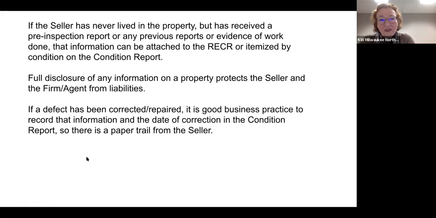If the seller has never lived in the property but has received a pre-inspection report, so Judy, this goes to it, or any previous reports or evidence of work done, that information can be attached to the record or itemized on the condition report. Full disclosure of any information on the property protects the seller and the firm from liabilities. If a defect has been corrected or repaired, it is good business practice to record that information and the date of the correction, so there's a paper trail from the seller. And that's pretty much what I had said too. I think that's it.